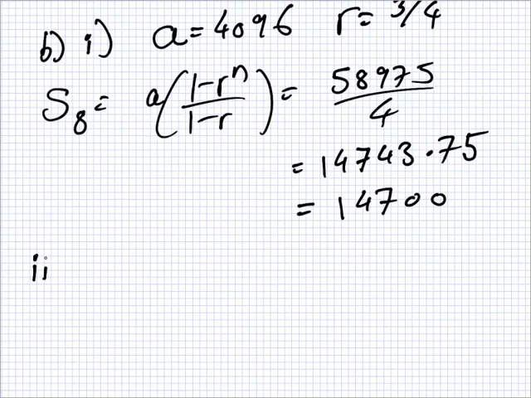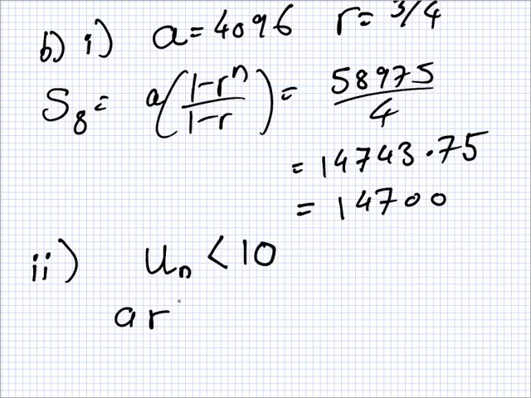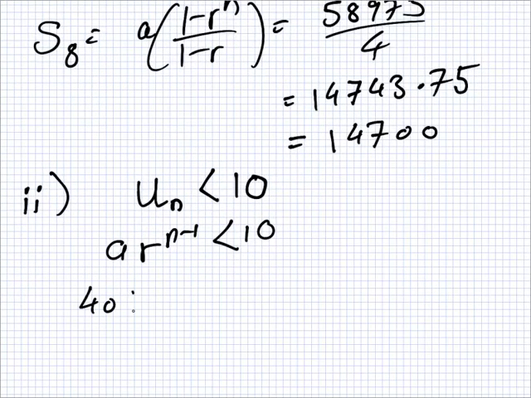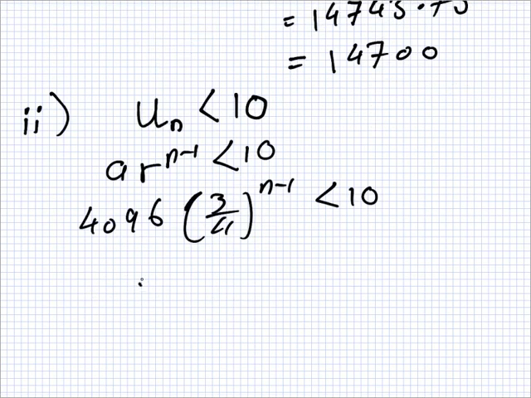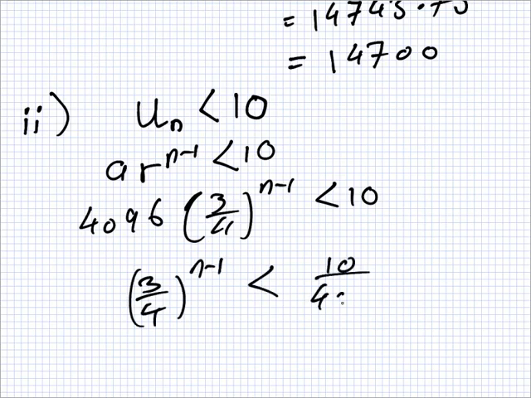When will the first term fall below 10? So they want you to solve, when will un be less than 10? So they want to know when will a r to the n minus 1 be less than 10. So 4096 times 3/4 to the n minus 1 less than 10. 3/4 to the n minus 1 less than 10 over 4096.